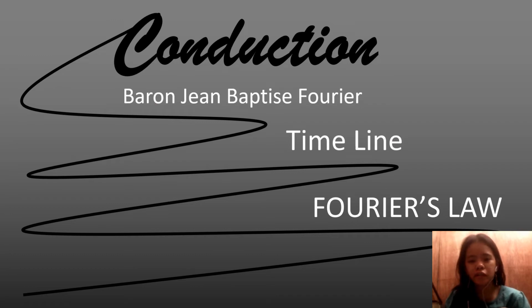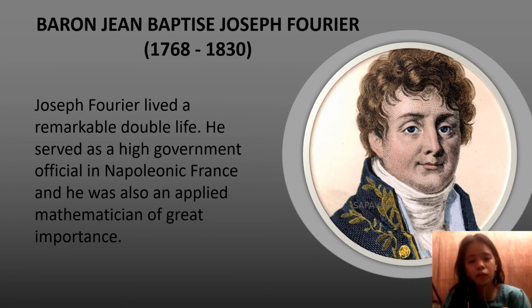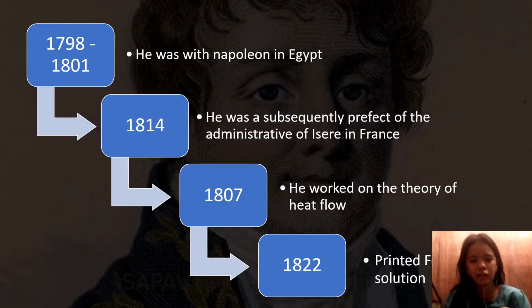So conduction, this is the subtopic of conduction. Baron Jean-Baptiste Joseph Fourier and the timeline of Fourier's law. So who is Baron Jean-Baptiste Joseph Fourier? He was born in 1768 and lived until 1830. Joseph Fourier lived a remarkable double life. He served as a high government official in Napoleonic France, and he was also an applied mathematician of great importance. From 1798 to 1801, he was with Napoleon in Egypt.